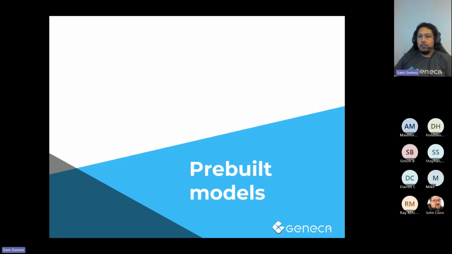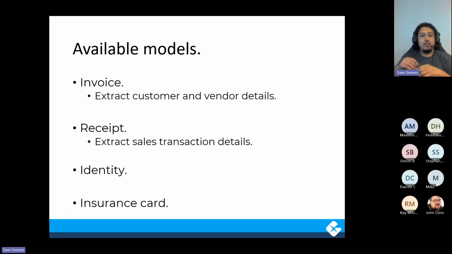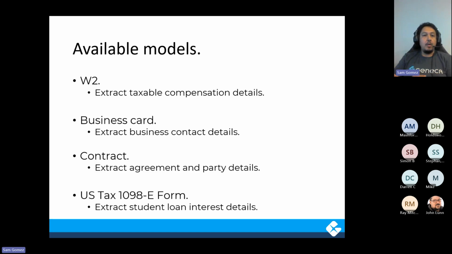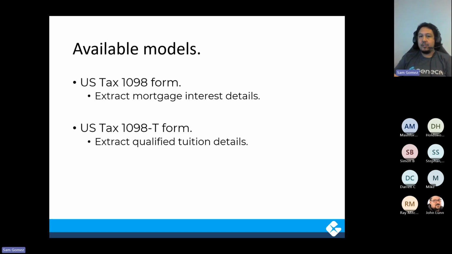All right, so pre-built models. Like I said, these are models that allow you to process documents that are in common formats. So for example, invoices, where you can extract customer and vendor details; receipts, so sales transaction details, anything that you can expect to find in a receipt; identity documents, so passports, IDs, driving licenses. Insurance cards. You also have models for W-2s, which are specific tax documents, business cards, contracts, and very specific US tax forms that are available as specific models as well. So those are the last two models that you have available there.